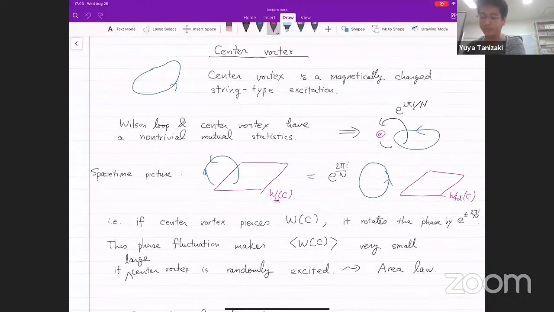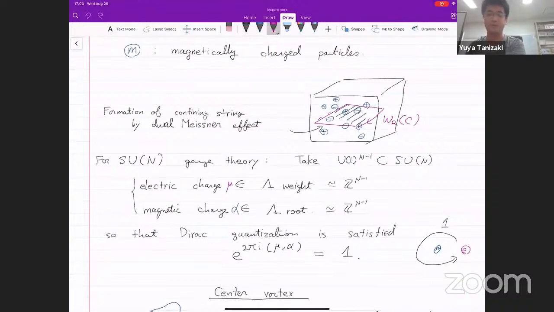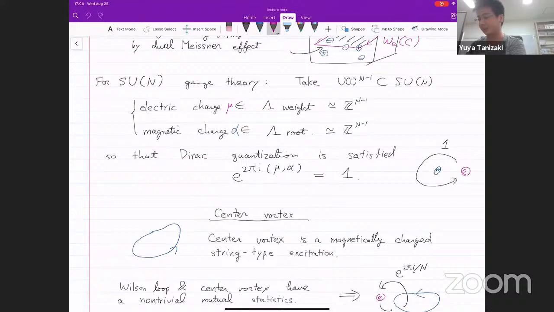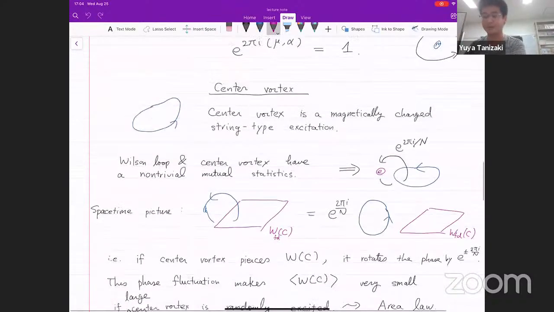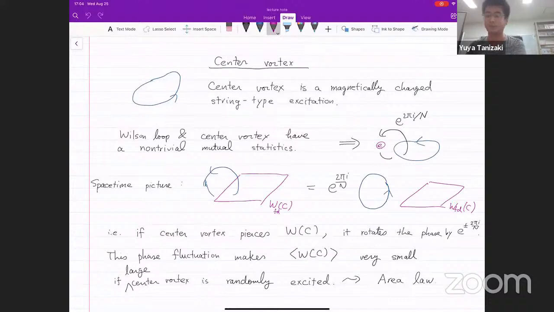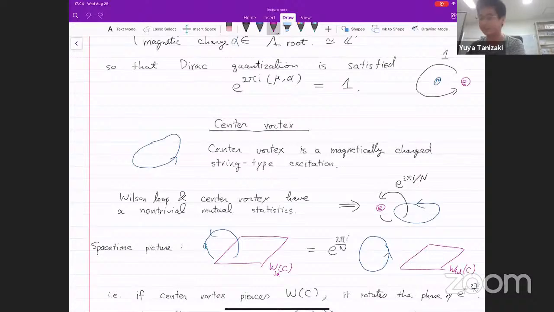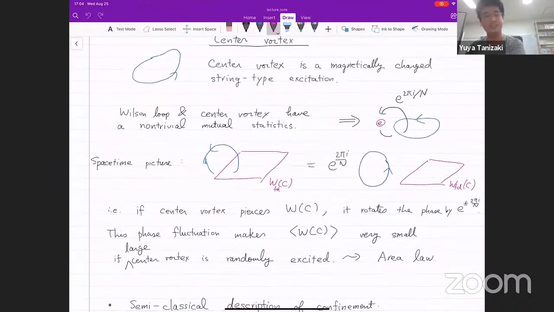What is common between the monopole condensing scenario and the center vortex scenario is that both important objects are magnetically charged objects. But in the monopole condensing scenario, what is important is a magnetically charged particle, which has a trivial mutual statistics between the monopole and the electric particle. If those particles are sufficiently randomly generated, then the electric flux should be collimated due to the dual Meissner effect. In the case of the center vortex, what is important is this kind of string-like excitation, and there is a non-trivial mutual statistics between them. So compared with the monopole case, that is very different. But because of this phase fluctuation, as in the monopole condensing scenario, we also get area law behavior. So we can also expect the area law behavior of the Wilson loop expectation value.